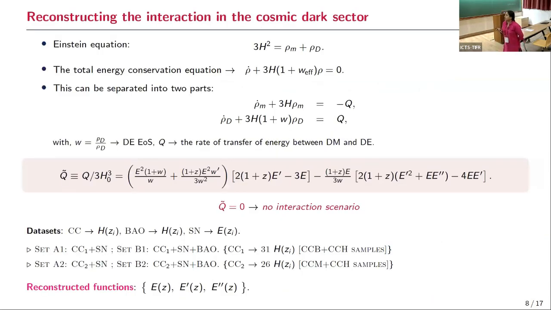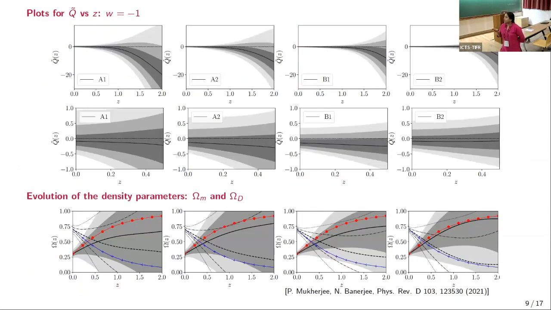Next, I have shown the possibility of the existence of a non-gravitational interaction in the cosmic dark sector. So the underlying assumption is that dark matter and dark energy do not evolve independently, but there is a transfer of energy between them, and we have tried to reconstruct this quantity Q. Now, we do not know what this exotic interaction is, but if something of an interaction exists, it will make its effect felt via this transfer of energy.